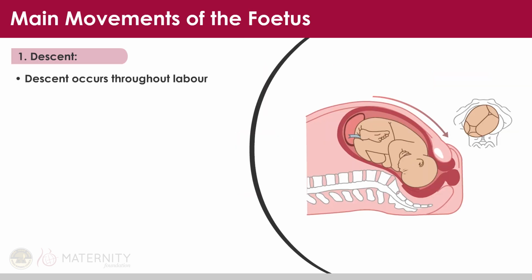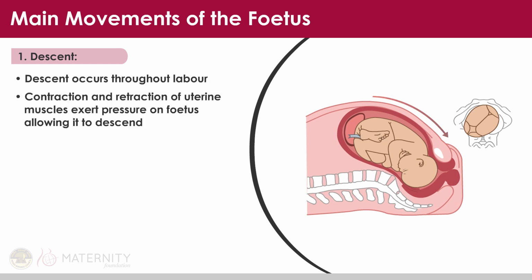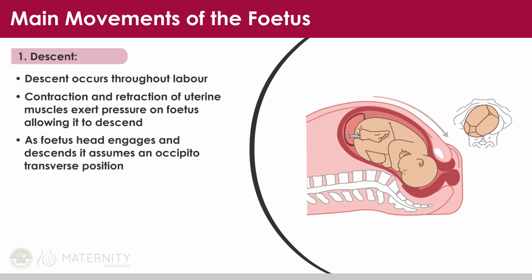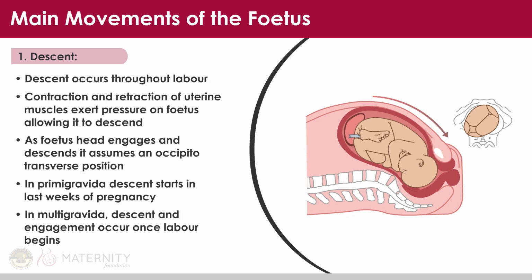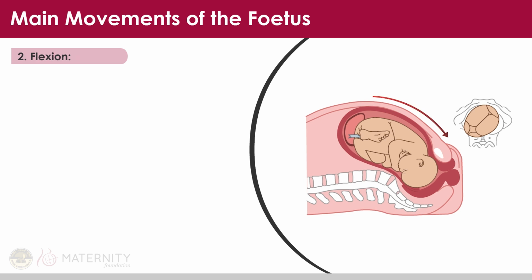Descent. Descent occurs throughout labor. Contraction and retraction of uterine muscles exerts pressure on the fetus, allowing it to descend. As the fetal head engages and descends, it assumes an occipito-transverse position. In primigravida, descent starts in the last weeks of pregnancy. In multigravida, descent and engagement occur once labor begins.